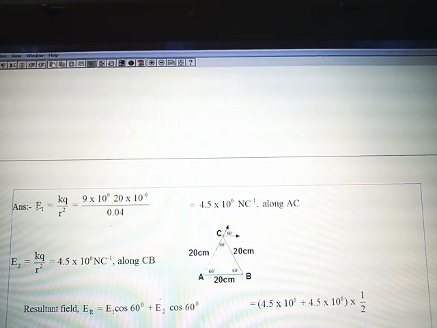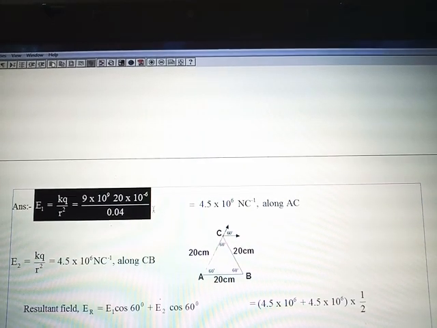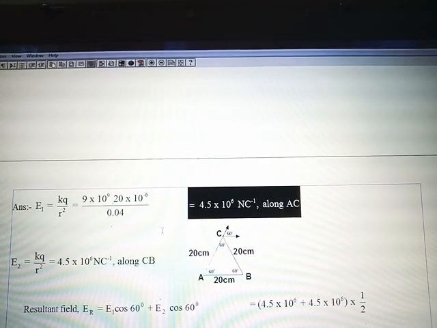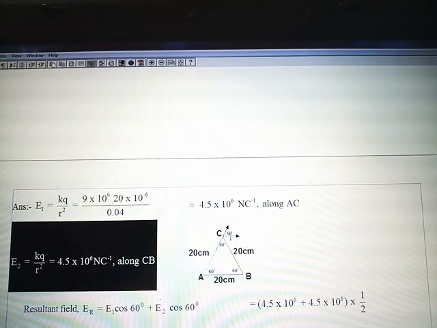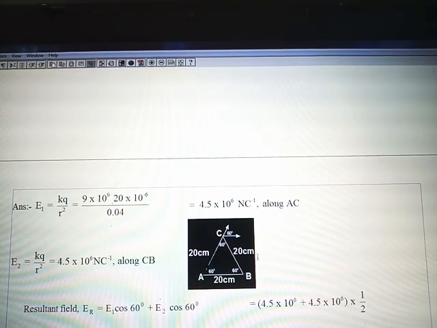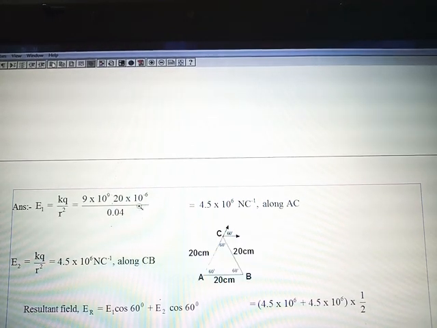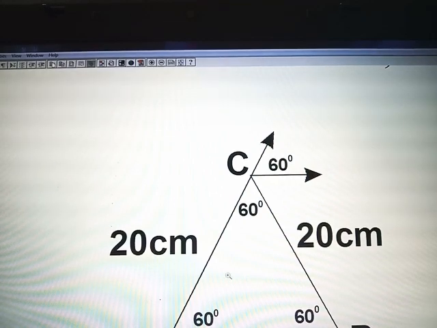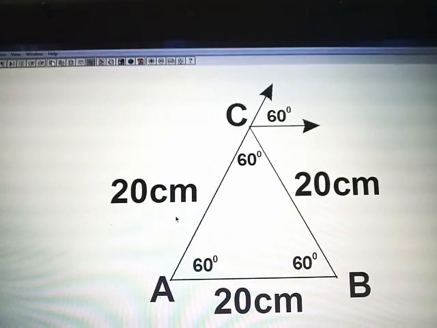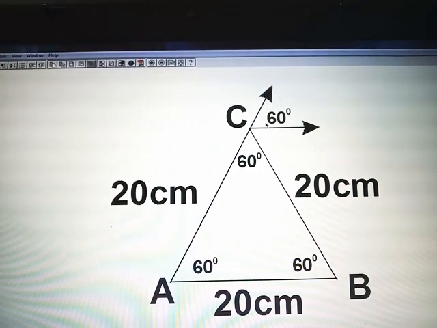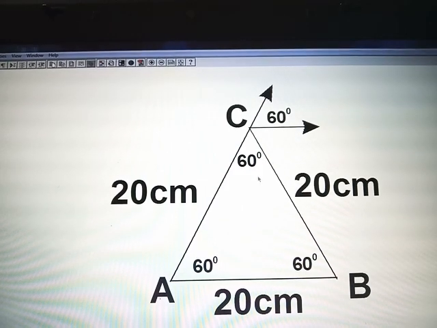E1 is equal to this, the electric field. Answer is this. And E2 is this. But both are at some angles. Since in the diagram all sides are equal, it is an equilateral triangle, so 60 degree will be there. Is it right? It's 60 degree only. You can check the diagram. 20 centimeter each. So look here. This is the angle formed here, 60 degree. So that means components will be there.